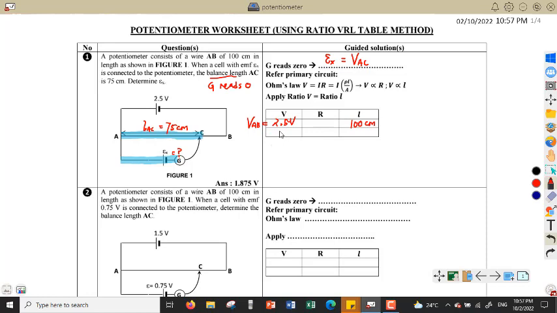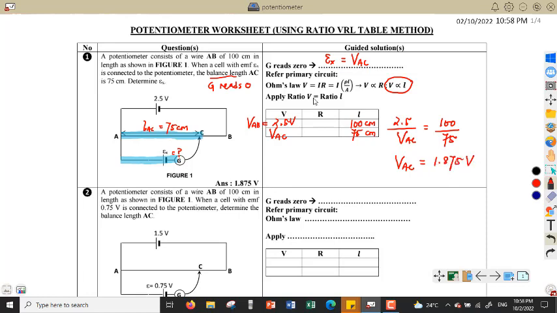Okay, so if our balance length is 75 cm, what will be the voltage across the balance length AC? We know that V is proportional to the length of the wire, so we can apply the ratio of V equal to the ratio of L. So we have 2.5 over VAC equal to 100 cm over 75 cm. So we can do the calculations. You might pause the video to try on your own.